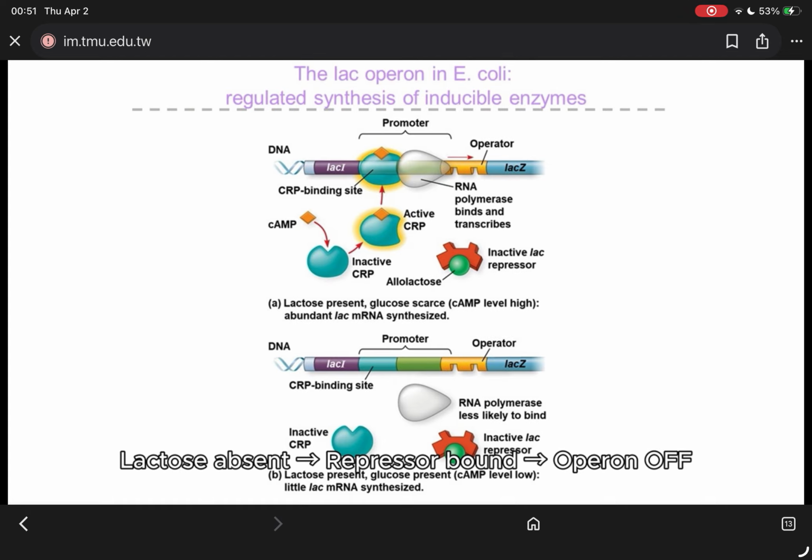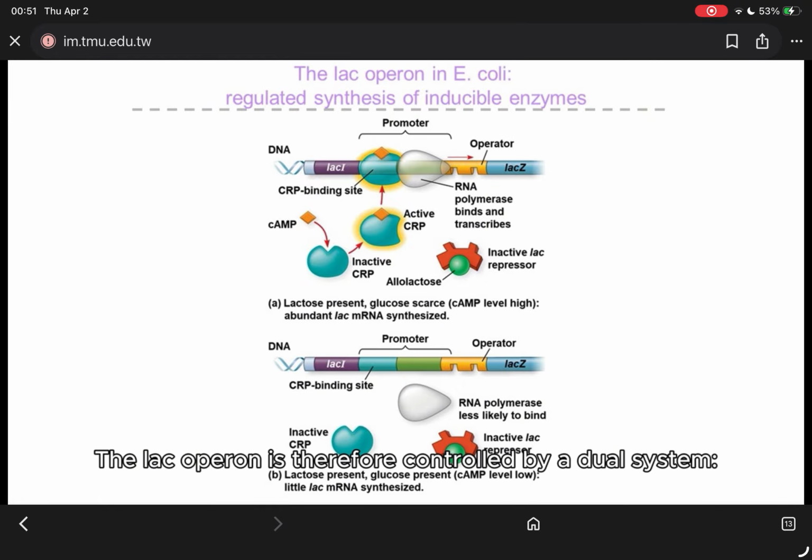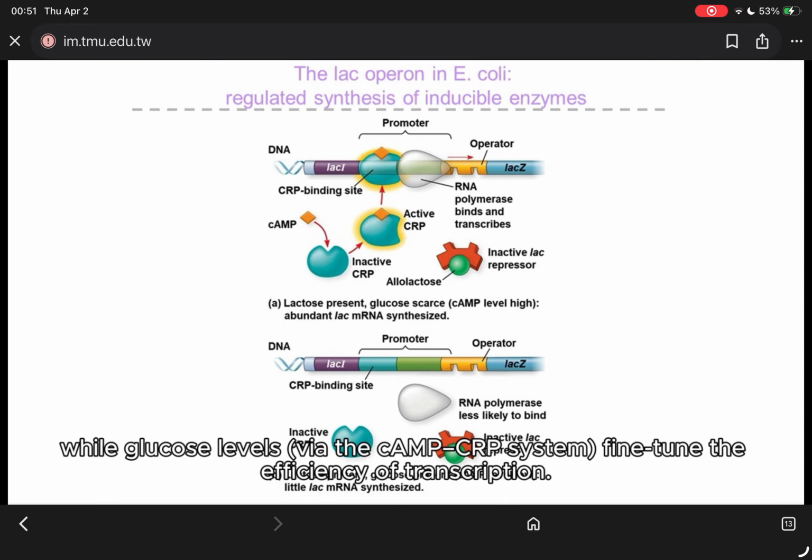Summary: lactose absent, repressor bound, operon off. Lactose present plus glucose present, weak on, low cAMP, CRP inactive. Lactose present plus glucose absent, strong on, high cAMP, CRP active. The lac operon is therefore controlled by a dual system. Lactose serves as the inducer to lift repression, while glucose levels, via the cAMP-CRP system, fine-tune the efficiency of transcription.